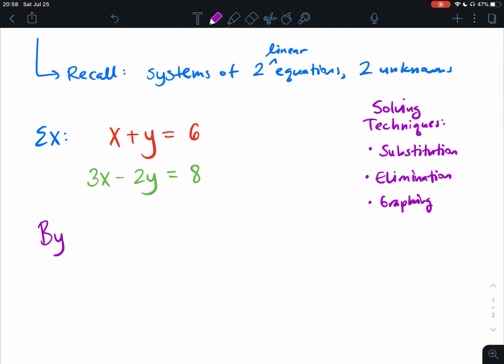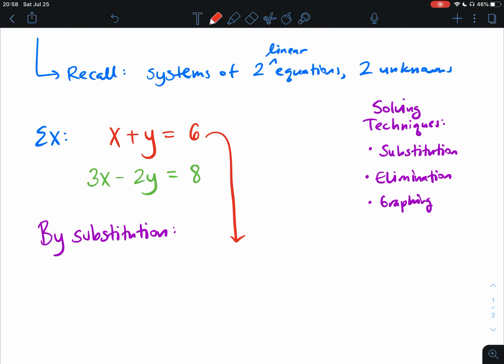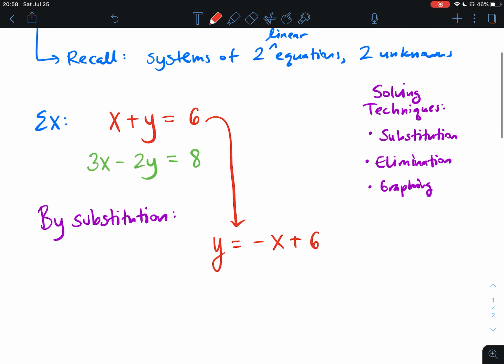By substitution, what it would mean is we need to take one equation, the first or the second, doesn't matter, and isolate a single variable. So in the system that I just gave us, it probably makes the most sense to grab the first equation and isolate x or y. Again, it doesn't matter. So how about I just isolate y by subtracting 6 from both sides. And then what this method does is anytime we see a y in the second equation, we are going to substitute in that equivalent expression for y. So anytime I see a y, I'll be able to plug in negative x plus 6 in that second equation.